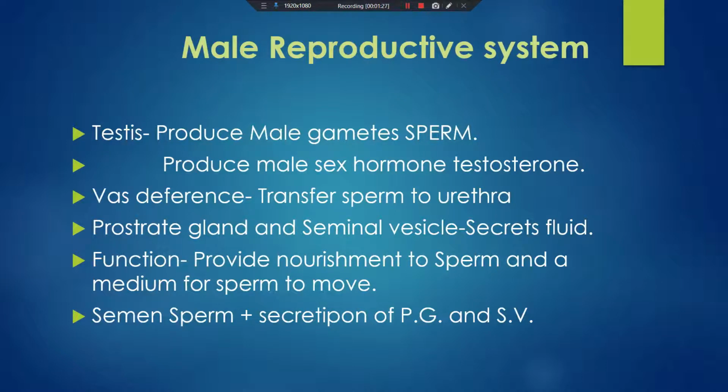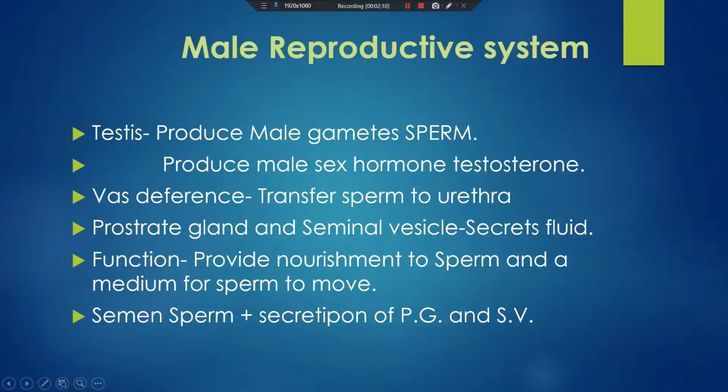Why are the testes located outside the body? Because the production of sperm requires a lower temperature than the human body temperature. That's why the testes are located outside the body. What is the function of the testes? The function of the testes is to produce the male gametes, that is sperm. The production of male gametes starts when a human male reaches puberty. Clear?